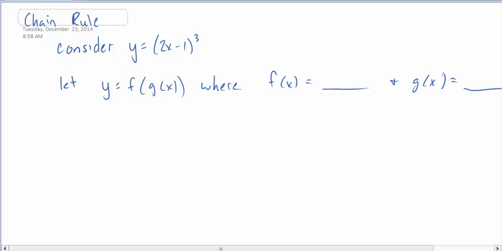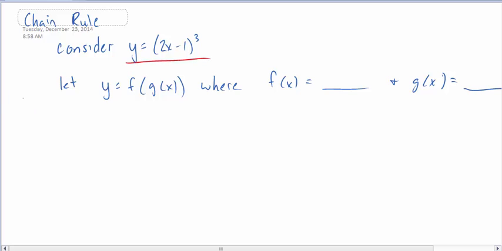Here we go again, more differentiation rules. Woo! So today, we're going to get a little bit beefier. We're going to be digging into the chain rule. So if we look at the polynomial y equals (2x minus 1) cubed.